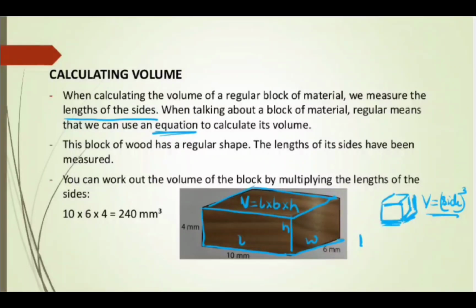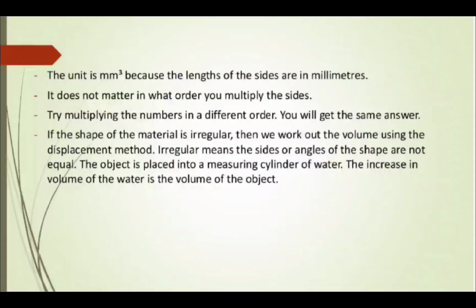So this block of wood has a regular shape. That means we can measure and find out the length, breadth, and height. Over here, the length is 10 mm, breadth is 6 mm, and the height is 4 mm. 6 fours are 24, 24 into 10 is 240. So that's how you calculate the volume. This was for regular objects, which have a formula. The unit is mm cube. Why mm cube? Because you multiplied the mm three times.